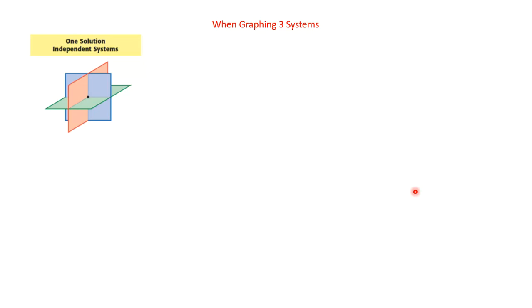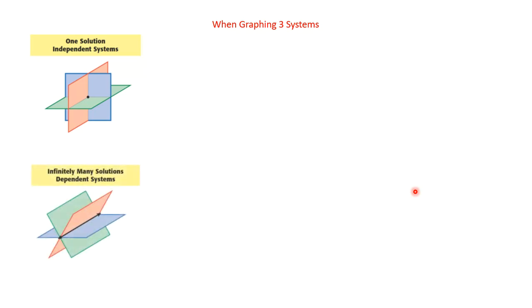We have other options, though. We could have all three planes intersecting in a line. Think about the pages of a book being planes. They're all intersecting at the spine. And so they intersect together in a line instead of a point because they're all going in the same direction.